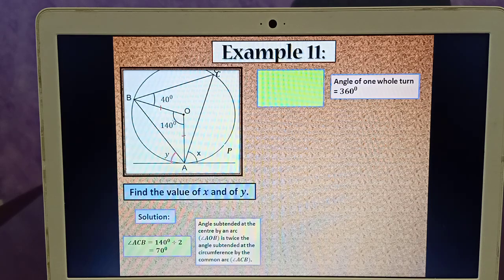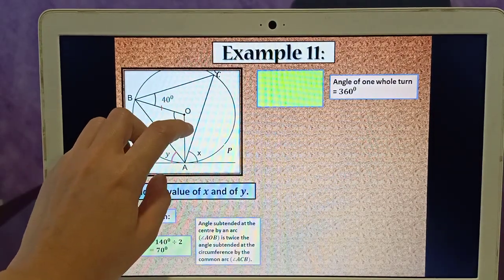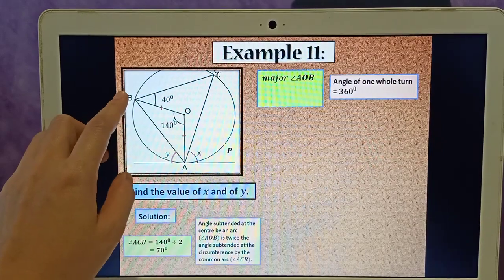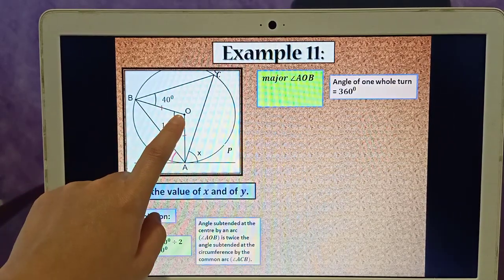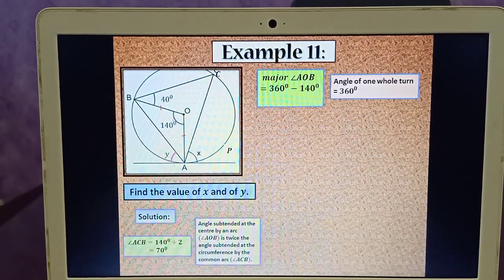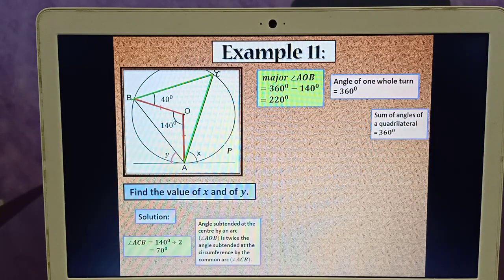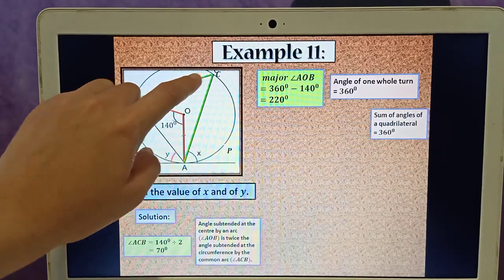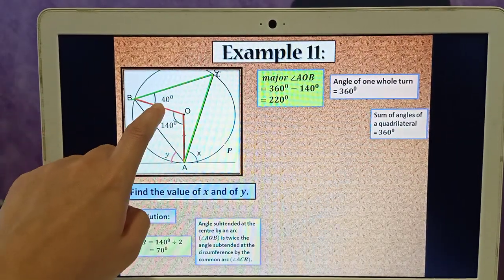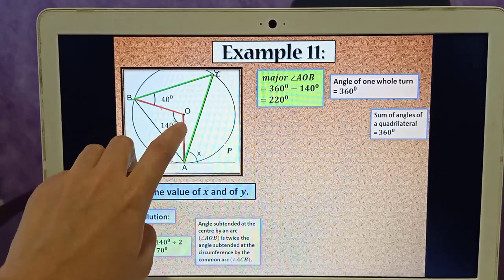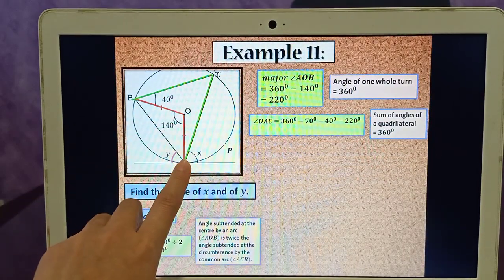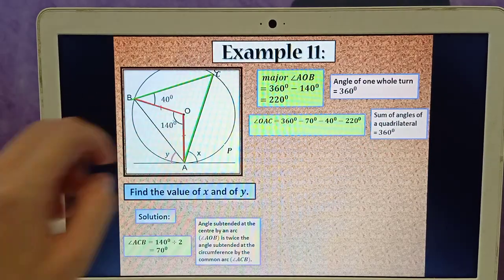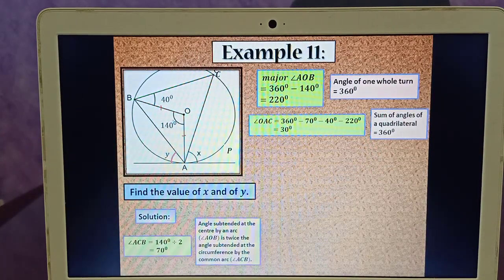Next, we are going to find the measure of angle AOB. We know that one whole turn is 360. So in order to get the measure of angle AOB, we use 360 minus 140. So it's equal to 220 degrees. Okay? So, sum of angles of a quadrilateral. Now I want you to focus on this quadrilateral. We got here 40, here 70, here 220. So angle OAC is equal to 360 minus the other three angles. Okay, so the answer is 30 degrees.